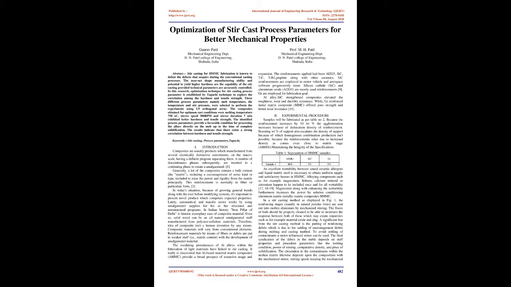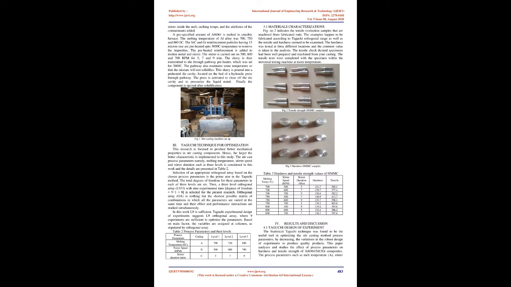Composite materials differ from conventional materials. Reinforcement materials in the form of fibers or particles are put in a weaker material, i.e., the matrix material, with the development of composite material. The increasing prominence of alloys in the fabrication of light materials has been linked to stir casting. It is found that Al-based metal matrix composites, HMMC, provide a broad prospect of extensive usage and expansion. The reinforcements applied were Al2O3, SiC, TiC, TiB2, graphite and other ceramics. SiC reinforcements are used in automotive and aerospace applications increasingly. Silicon carbide, SiC, and aluminium oxide, Al2O3, are the most commonly used reinforcements.